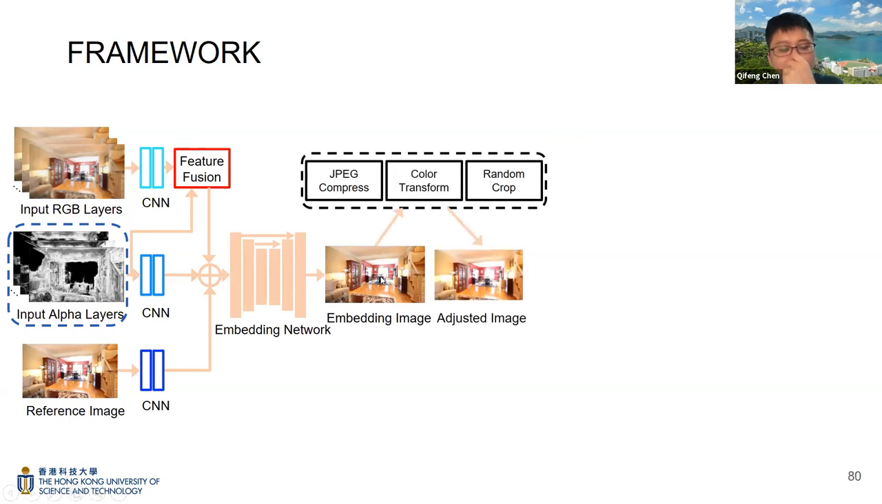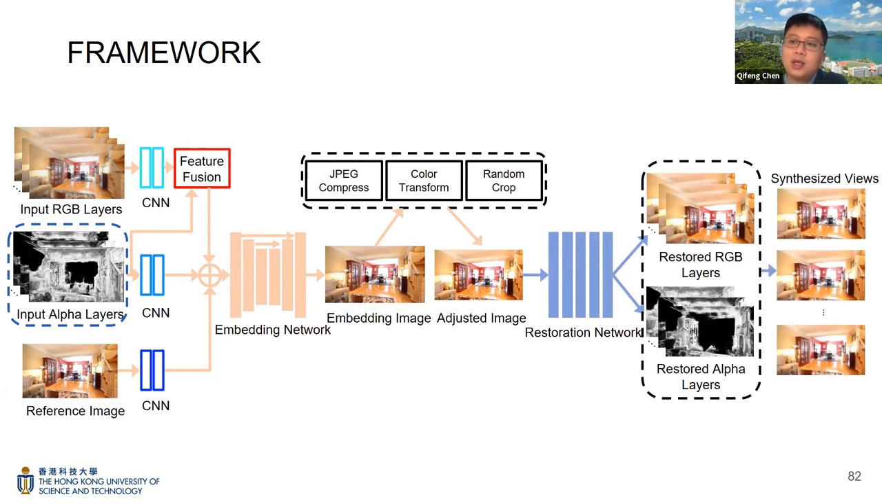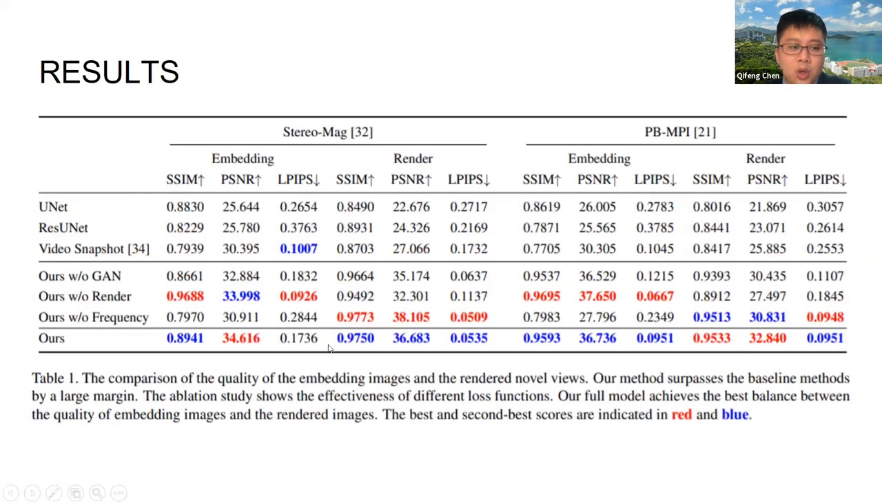We will train this model strongly so that it can be robust to different image distortion, for example, JPEG compression, color transform and random cropping. That means even if we edit the image, we can still reconstruct the original MPI layers. After we get the MPI layers, we can perform novel view synthesis so that we can see the scene like in 3D. Compared to other alternative approaches, our approach obtains better performance in both embedding images and rendered images.